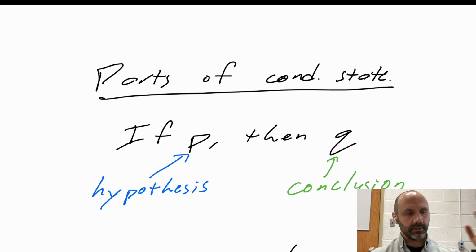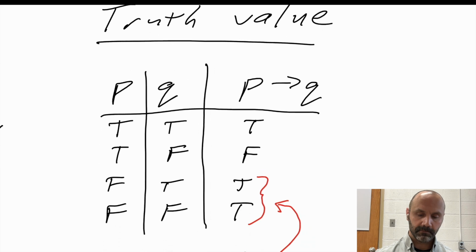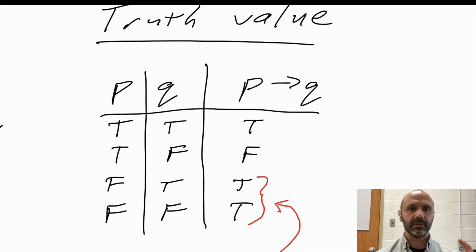Okay, so things you need to know. A conditional statement, if P then Q. P is the hypothesis, Q is the conclusion. The truth table for this looks like this. If you have a statement where both the hypothesis and the conclusion are true, then the whole conditional itself is considered true. If you have a conditional statement where the hypothesis is true but the conclusion is false, then the whole conditional statement is considered false. You can think of it this way: the hypothesis makes a promise, and then the conclusion delivers on that promise. If the hypothesis is true and the conclusion is false, it doesn't deliver on the promise.